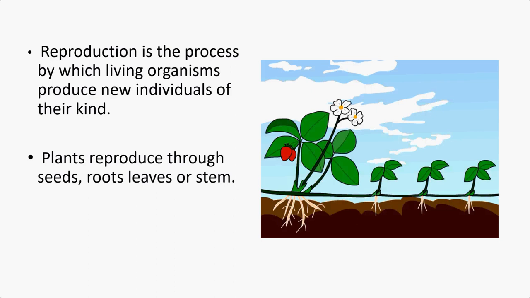Now how does a plant reproduce? Plants can reproduce through stems, roots, leaves, or seeds. So how can a plant reproduce, children? Everybody just look at the second point and tell me. They can reproduce through seeds, some through roots, some through leaves, some through stems. Reproducing means some can develop a new plant from seeds, some from root, some from leaves or stem.